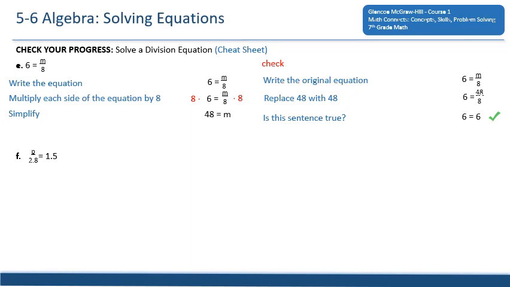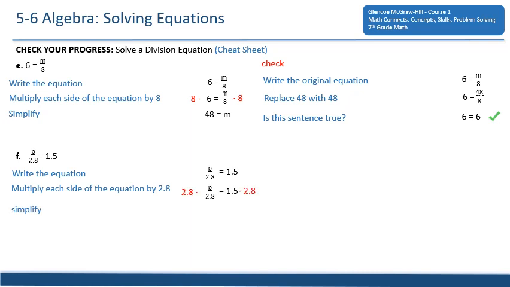F, I have p over 2.8 equals 1.5. So there's the equation. And I need to multiply both sides by 2.8 so I get p all by itself. So 2.8 times 2.8. And if I simplify that, p equals 4.2.